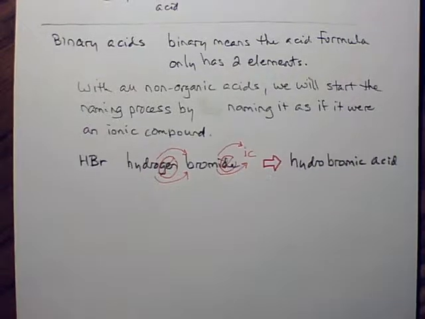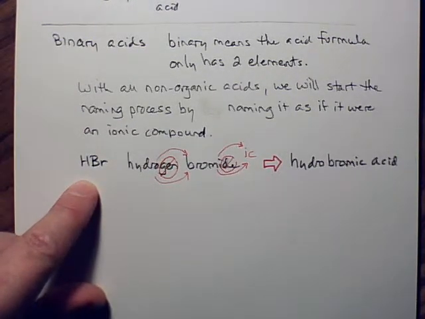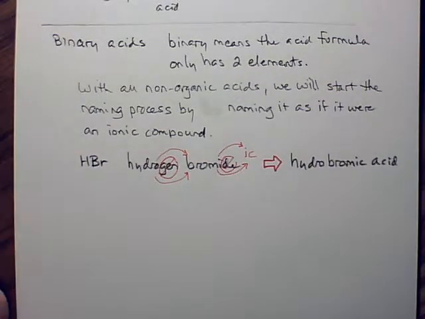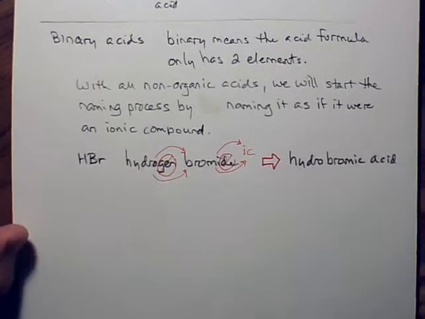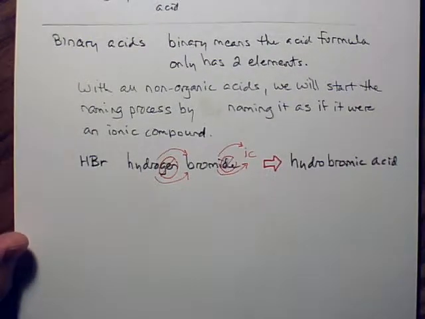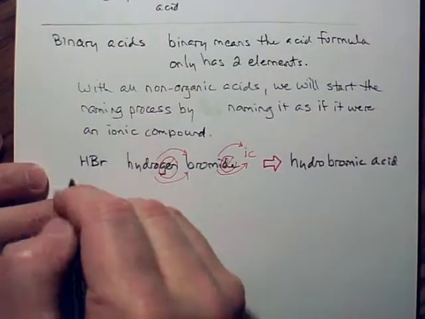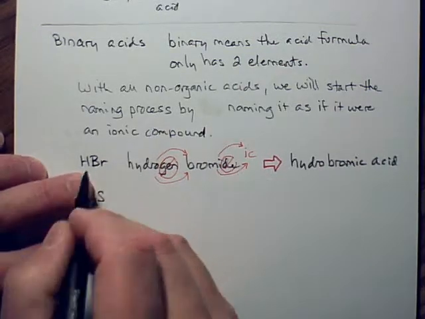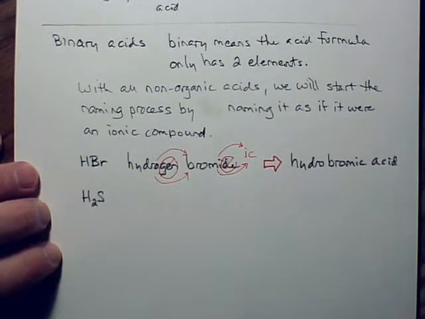I'm telling you what to do with it. Any binary acid. Anytime you have just two elements in the acid, you're going to do it this way. Why from the start did you not just make it hydro... I'm showing you how you learn to name it. Binary means two. Two elements.